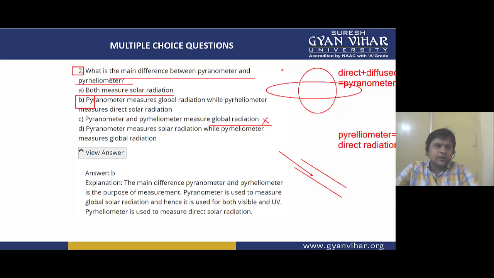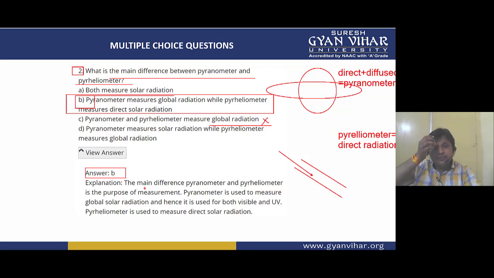Now D, what is the D? Pyranometer measures the solar radiations while pyrheliometer measures the global radiation. Just opposite it is written. The correct answer is just the opposite of option D. This means that the only correct option here is option B, which says that pyranometer measures global radiations while pyrheliometer measures direct solar radiations. So option B is the correct option, and the explanation is what?